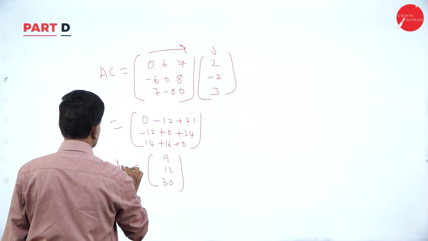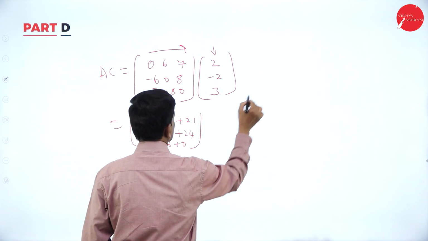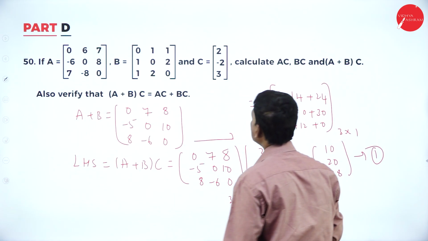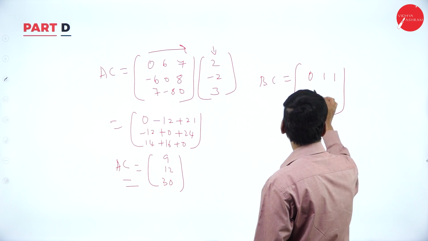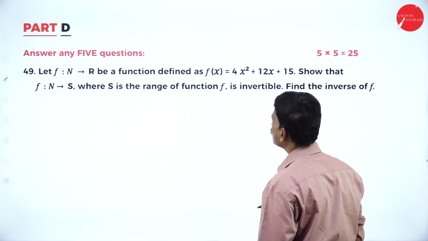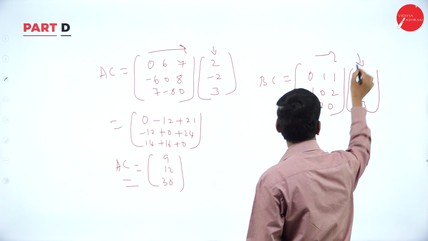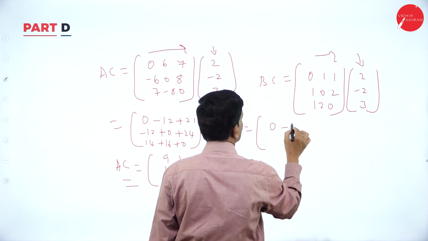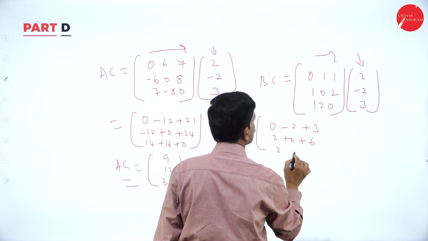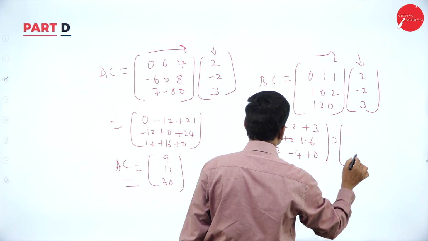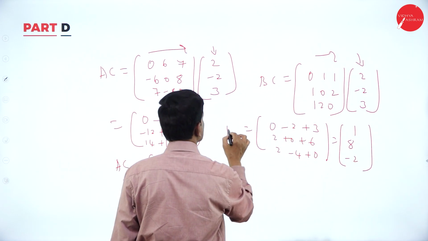This is AC. Now, after AC, find out BC, B into C. What is B? B is 0, 1, 1; 1, 0, 2; and 1, 2, 0 into 2, minus 2 and 3. Same, simplify, first row, first column. 0, 1 2s are 2, 1 3s are 3. 1 2s are 2, 0, 2 3s are 6. 1 2s are 2, minus 4 plus 0. What is this equal to? 1, 8 and minus 2. So this is BC.